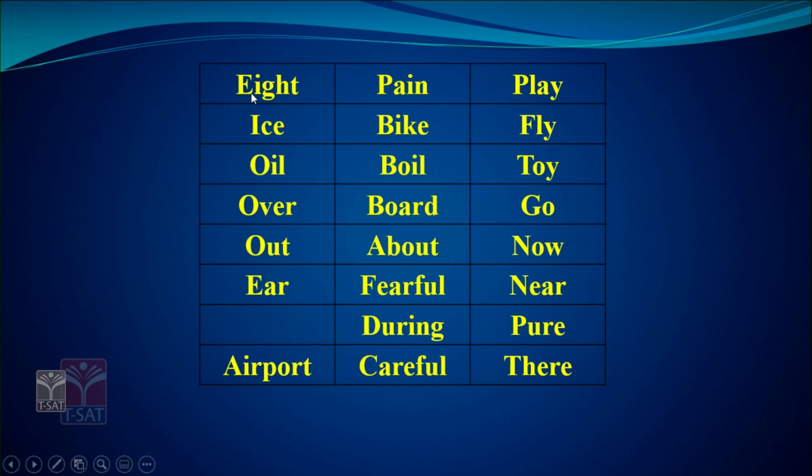A as in 8, pain, play. I as in ice, bike, fly. Oi as in oil, boil, toy. O as in over, board, go. Ow as in out, about, now. Ear as in ear, fearful, near. Ua as in during and pure. Air as in airport, careful and there.